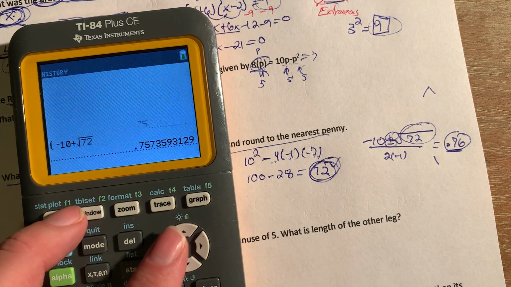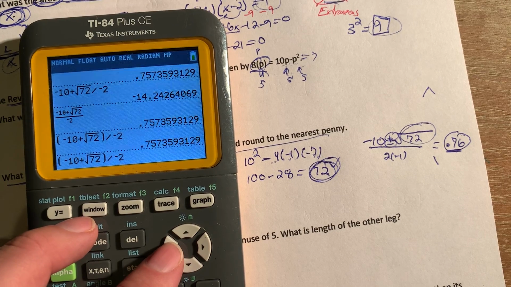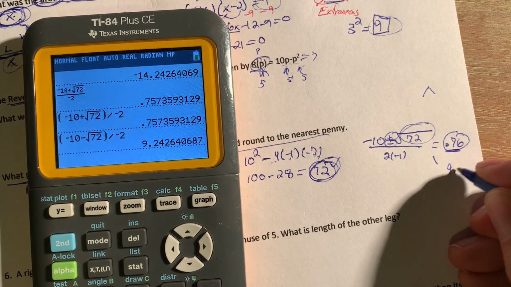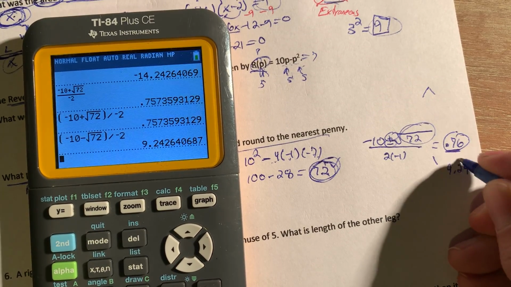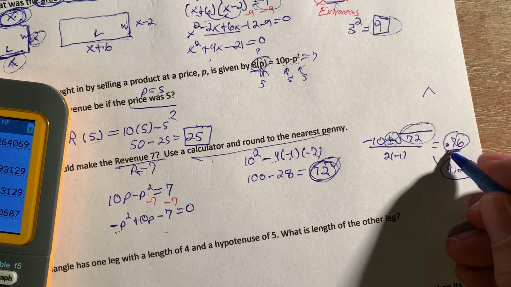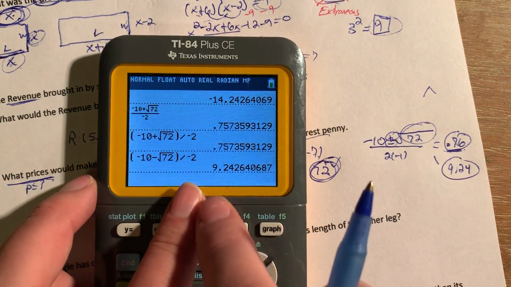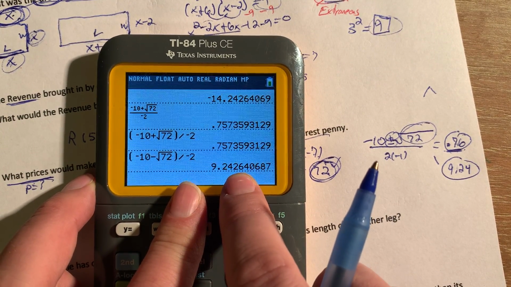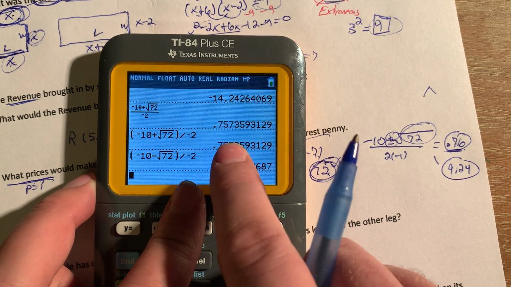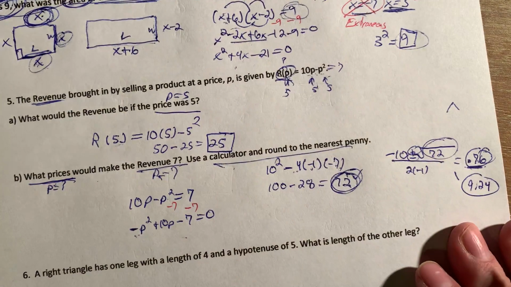Okay, so what's the other one? The other one is minus. So negative 10 plus this and negative 10 minus this. The other answer is 9.24. These are the 2 answers rounded to the nearest penny. Pennies are 2 decimal places in. And so here we had 0.24 and a 2 came after, so we rounded down. Here we had 0.75 and a 7 came after, so we needed to round that up to 76.